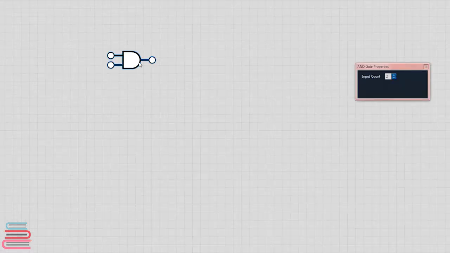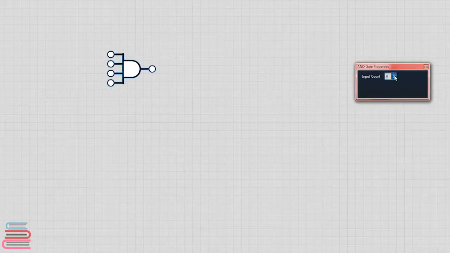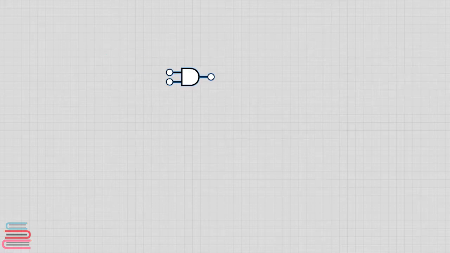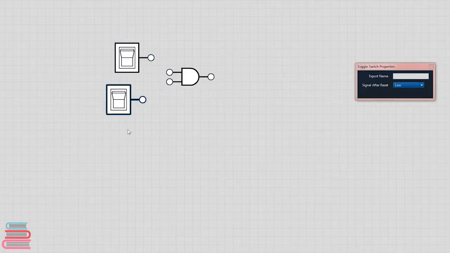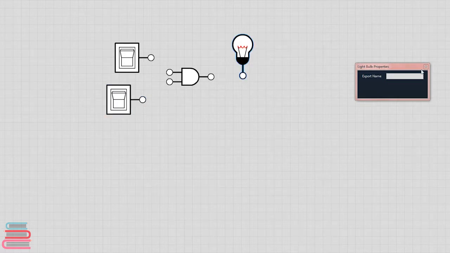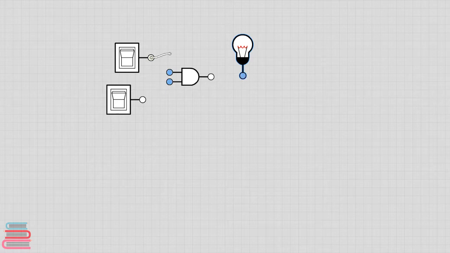So this is how an AND gate looks like really, and it can have any number of inputs, 3, 4, or 5 and so on, but its minimum input count is 2. So to power up this AND gate, we need 2 switches and a bulb. We need to connect these switches with the AND gate and the output of the AND gate to the bulb.